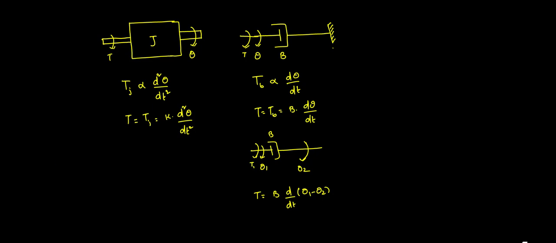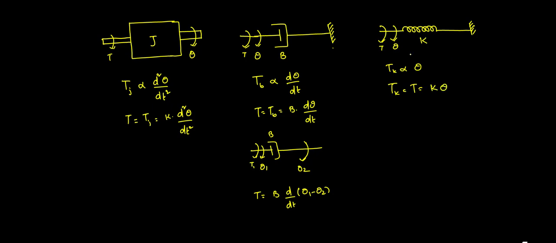Similarly, let us consider the ideal spring with one end fixed. This ideal spring is fixed at one end and has constant K, the torque is T and the angle is theta. The applied torque is opposed by the elasticity torque Tk. So T is equal to Tk, and Tk is directly proportional to theta. Removing the proportionality, T is equal to K into theta.